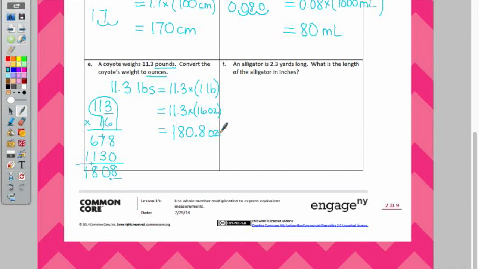You already had that, didn't you? So Channing got a pound and ounce question on the math assessment. Did anybody else? Okay, let's look it up. An alligator is 2.3 yards long. What is the length of the alligator in inches?